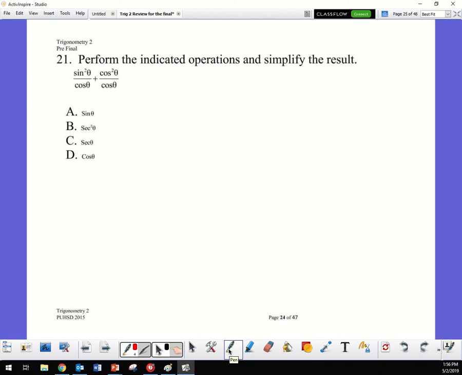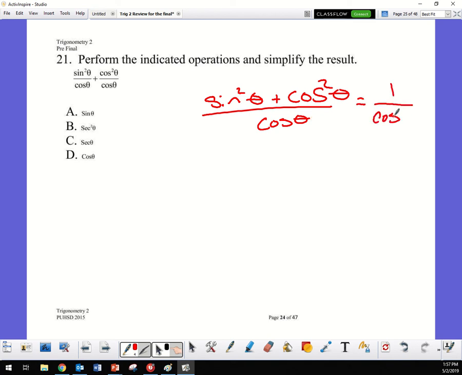We did it before. Do they have a common denominator? Yeah, cosine. So I can combine it: sine squared plus cosine squared over cosine. It's not squared on the bottom, it's the common denominator. What's sine squared plus cosine squared? 1. So 1 over cosine. What is 1 over cosine? Secant.